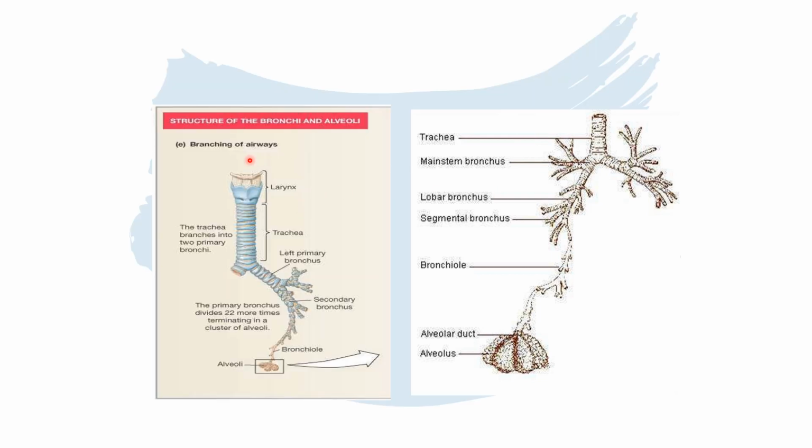So we can see in this diagram, the trachea is bifurcating into right and left principal bronchi, right? So you can make out the secondary bronchus over here, right? Then these are the segmental bronchi and the bronchiole.